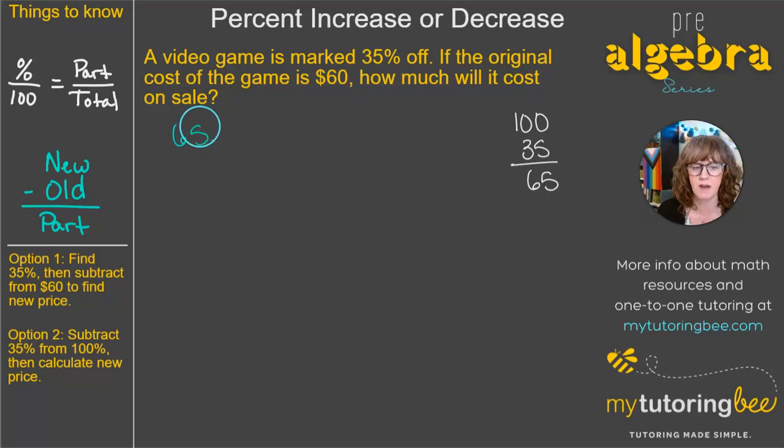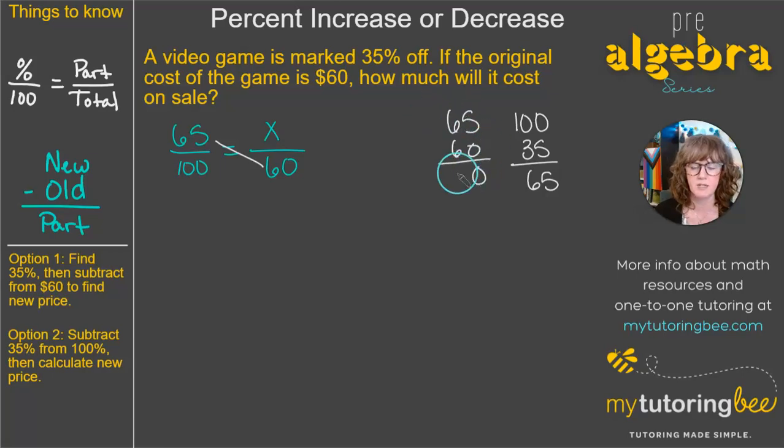So we've got 65 over 100 equals, and then we don't know the actual price that we're going to pay, what that 65% is, but we do know that the total or the original amount is 60. All right, let's go ahead and cross multiply. 65 times 60. Okay, I know that 0 times everything is just going to be 0, so I'm going to drop down my 0, and then 6 times 5 is 30. 6 times 6 is 36, plus 3 more is 39. So we get 3,900 equals 100x.